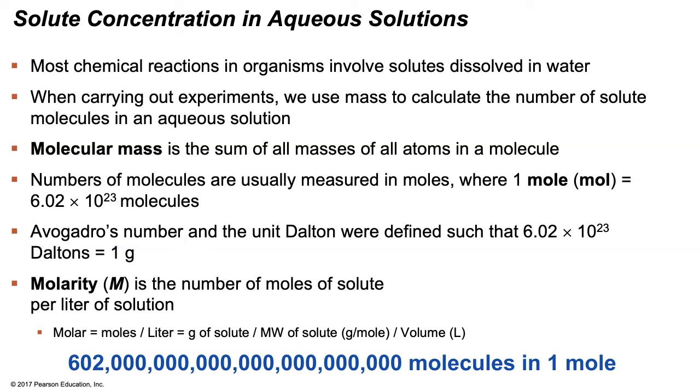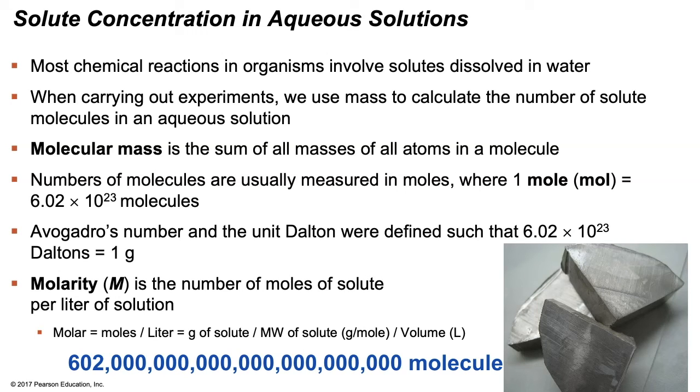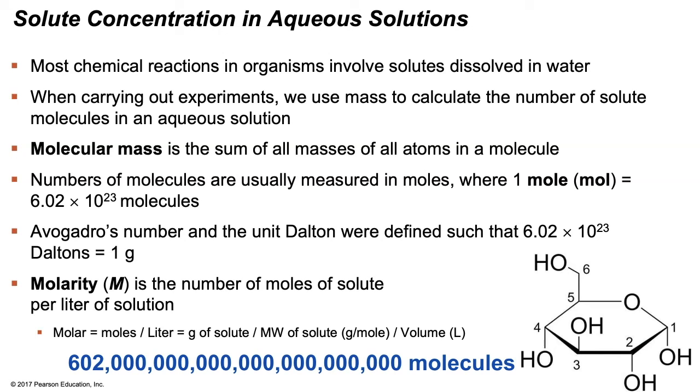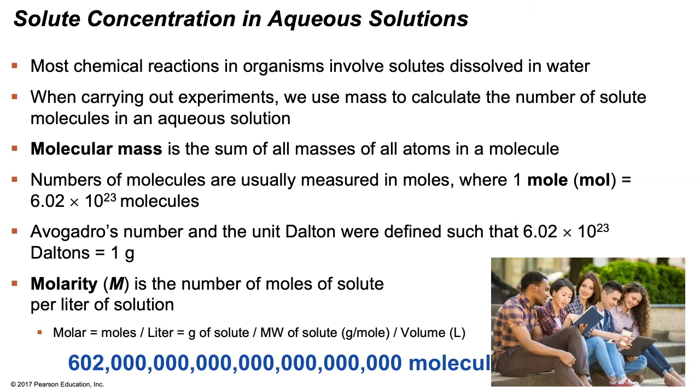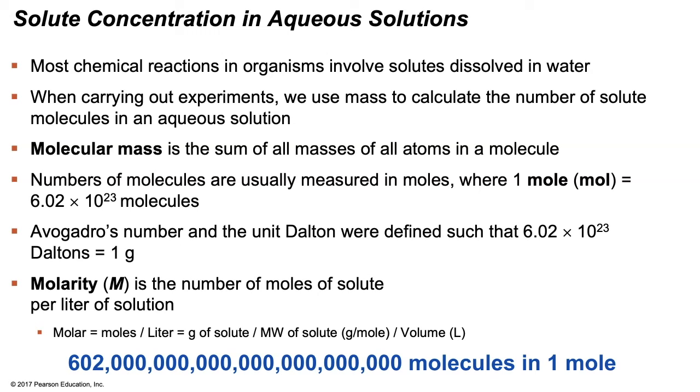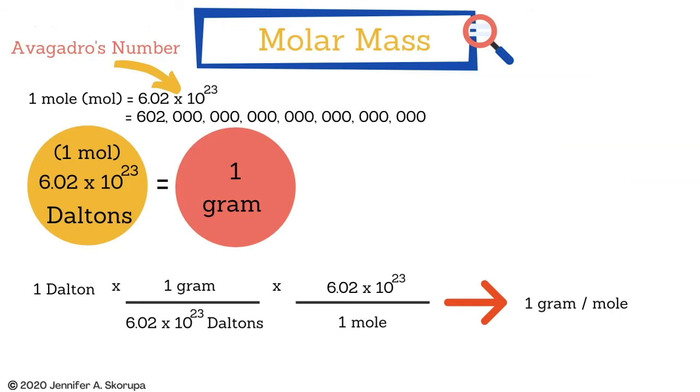Think of a mole the way you think of a dozen. A dozen is always 12, and a mole is always 6.02 times 10 to the 23rd. I can have a mole of sodium atoms, I can have a mole of glucose molecules, I can have a mole of students, and this does relate back to Daltons. Avogadro's number and the unit Dalton were defined such that 6.02 times 10 to the 23rd Daltons equals 1 gram. In other words, 1 mole of Daltons equals 1 gram.